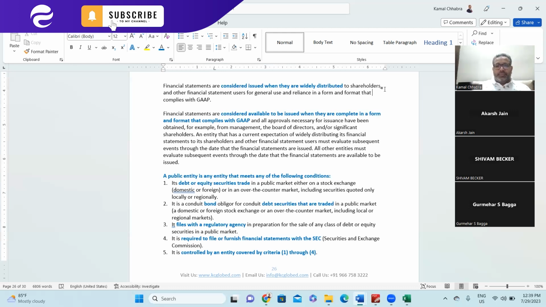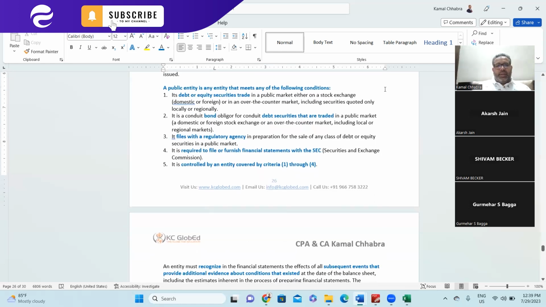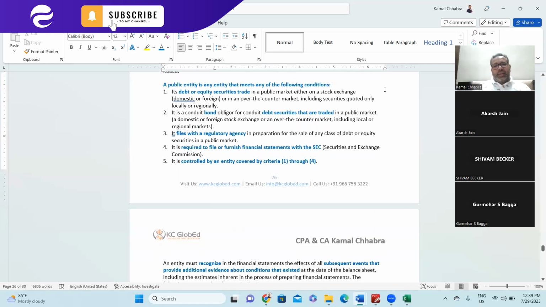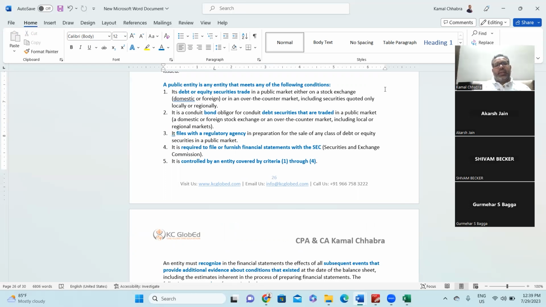Yes, sir. So public entity is any entity that meets any of the following conditions. First is, what is a public entity basically here, that it explains, right? This you all know, quickly I'll reiterate. Any company whose debt or equity are being traded in the public market or they are listed in the security exchange, right? Second is any company whose bonds or debt security are being traded or available in the public market or in the security exchange.